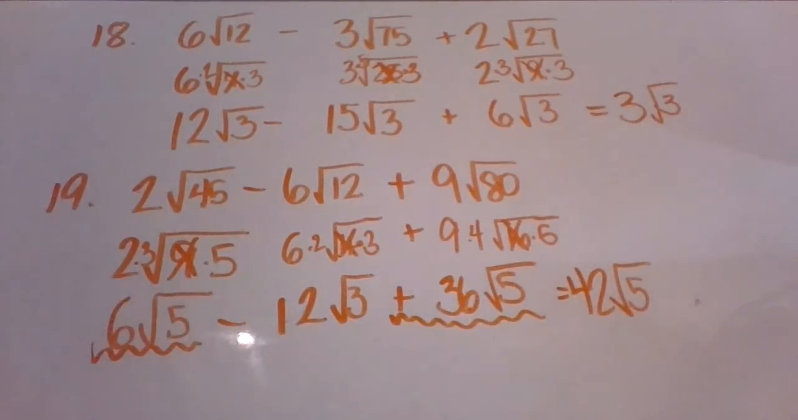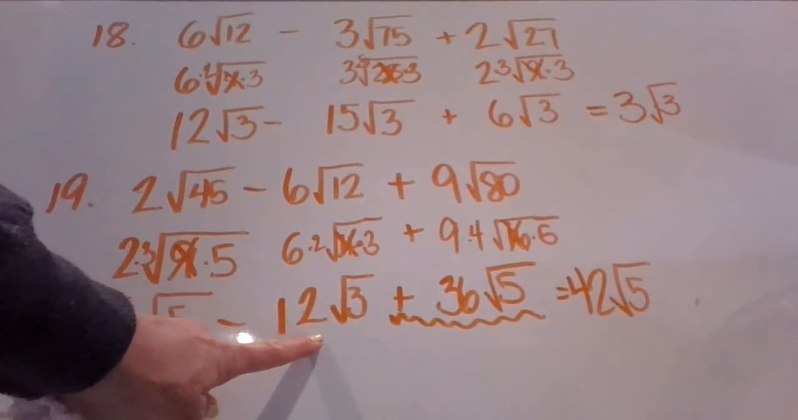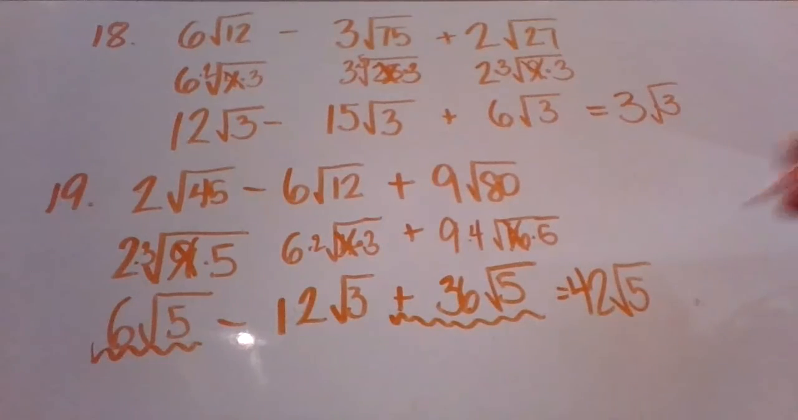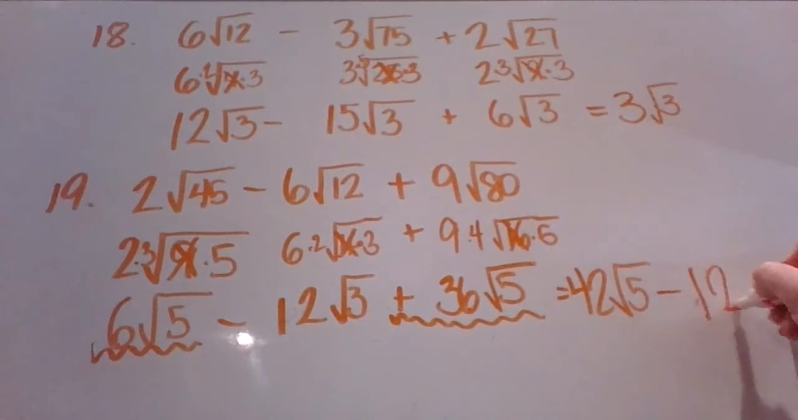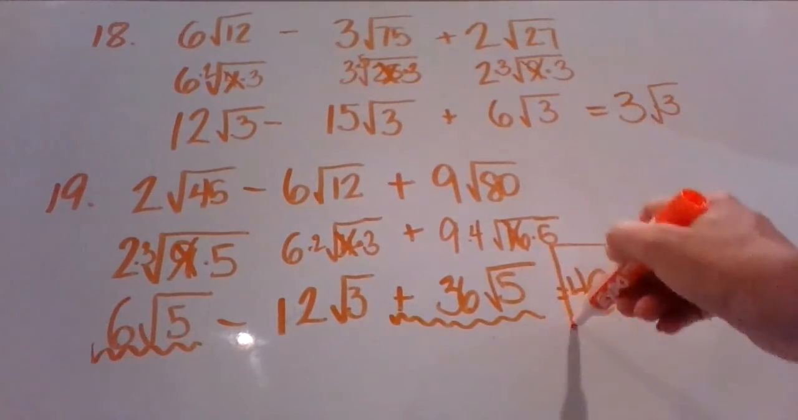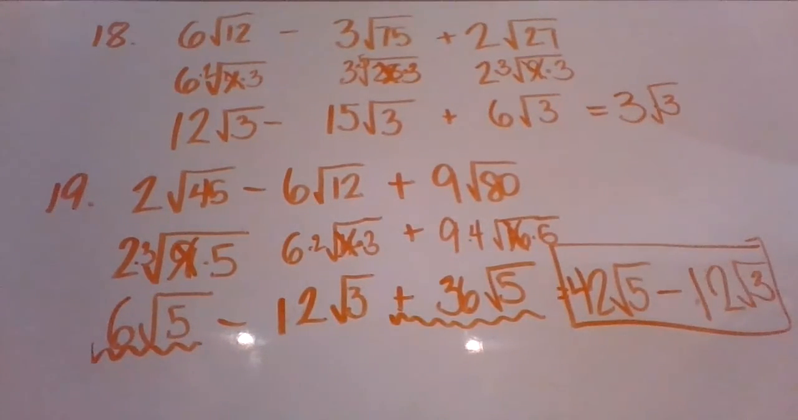Now, what do I do with this minus 12 square root of 3? Do I just throw it away, just not write it down? Well, no, because it's part of the problem. But I don't get to combine it with anything. So I'm just going to write minus 12 square root 3. This is your simplified answer from adding and subtracting on this one.